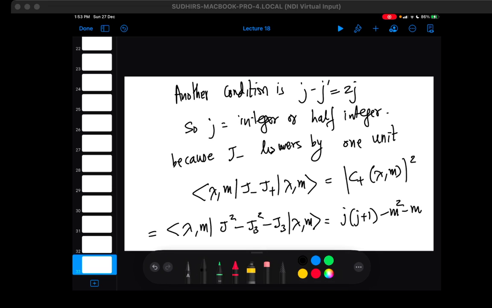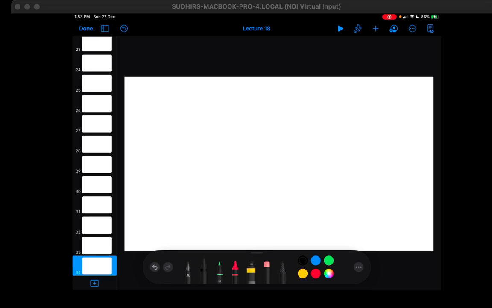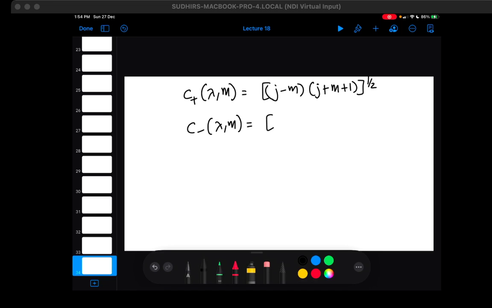Okay, so with this we can determine c plus lambda m, which essentially is the square root of j minus m times j plus m plus 1, and c minus lambda m is equal to the square root of j plus m times j minus m plus 1.